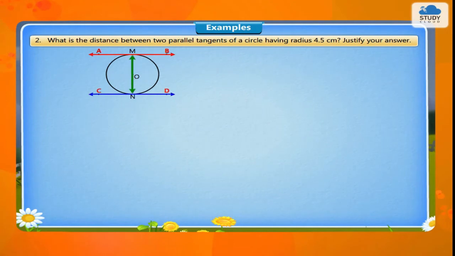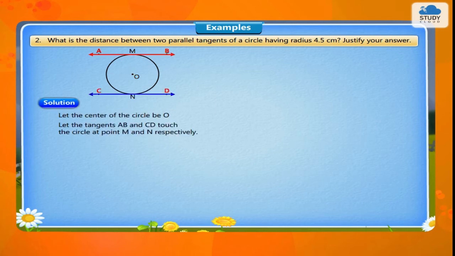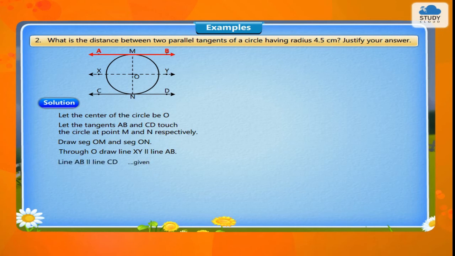2. What is the distance between two parallel tangents of a circle having radius 4.5 centimeter? Justify your answer. Solution. Let the center of the circle be O. Let the tangents AB and CD touch the circle at points M and N respectively. Draw segment OM and segment ON. Through O, draw line XY parallel to line AB. Line AB is parallel to line CD. Line XY is parallel to line AB. Therefore, line AB is parallel to line XY is parallel to line CD.